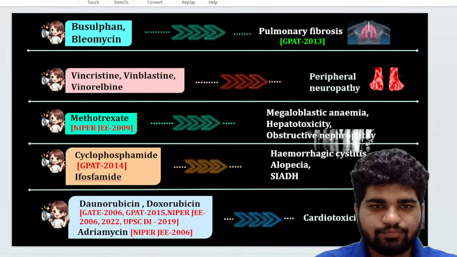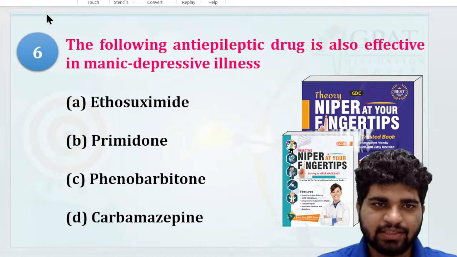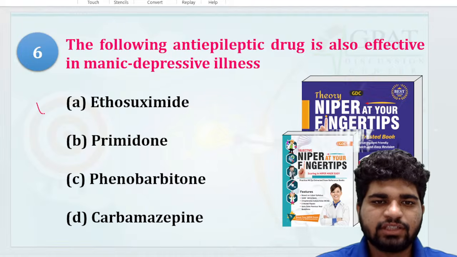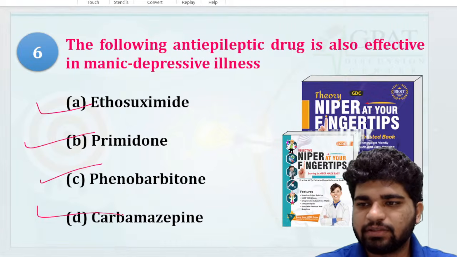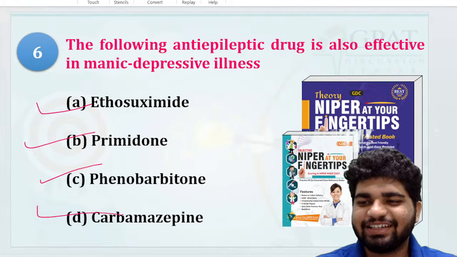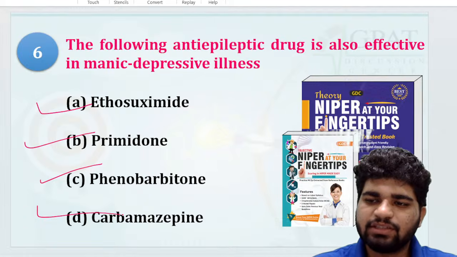Okay, so now, the following anti-epileptic drug is also effective in manic depressive illness. Is it your GABA, primidone, phenobarbital, or carbamazepine? Is there anyone here? Three or four people are over here. Okay, only Dikshita is going to answer, guys.